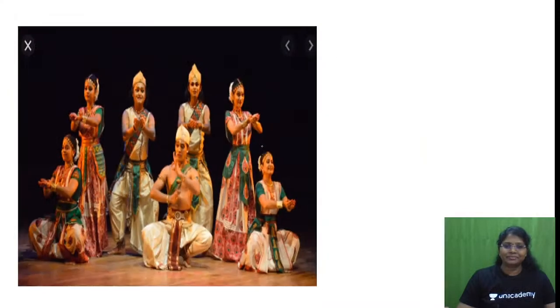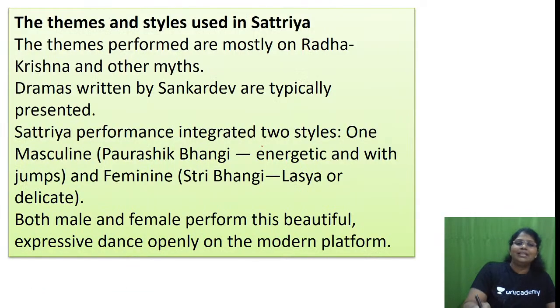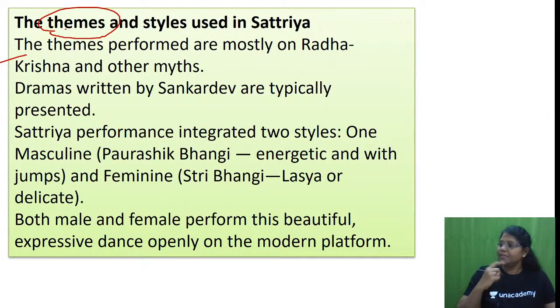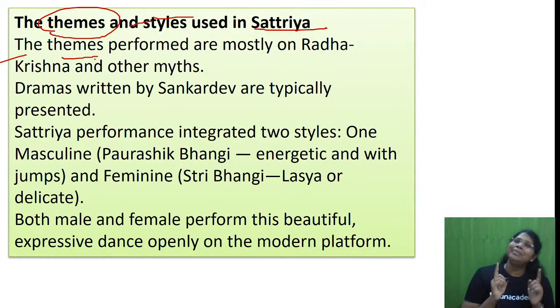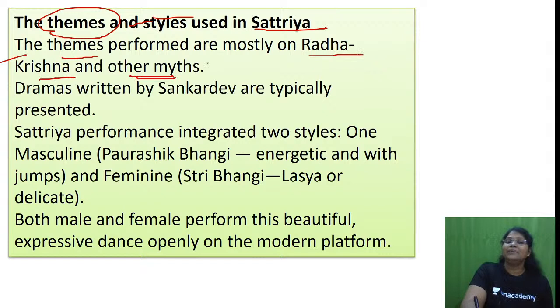All are doing well. Okay, the themes. As I mentioned earlier, the themes are very important for each and every classical dance. The themes and styles used in Kshatriya: what is the theme? The dress code itself: yellow colored dhoti, blue and white velvet blouse, and of course a crown with peacock feathers. The themes performed are mostly on Radha, Krishna, and other Krishna myths.